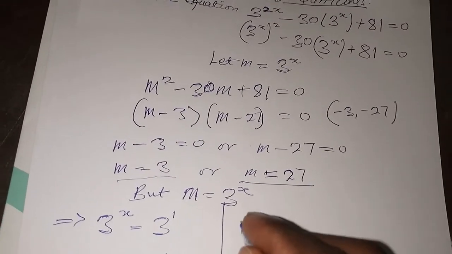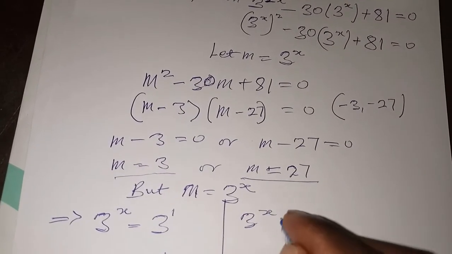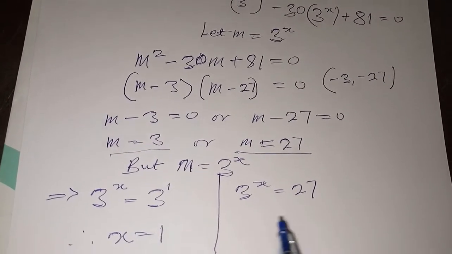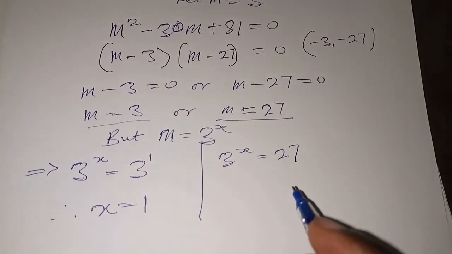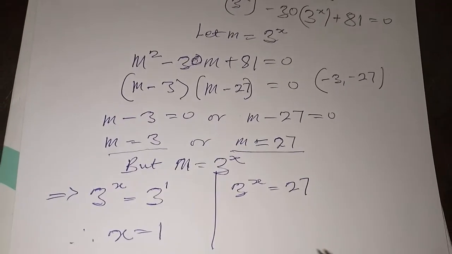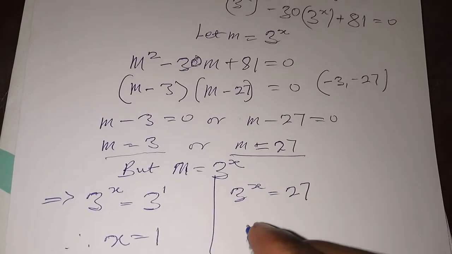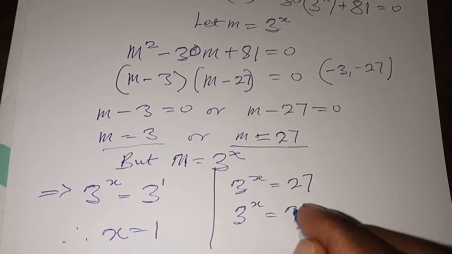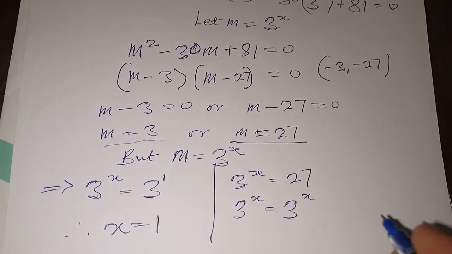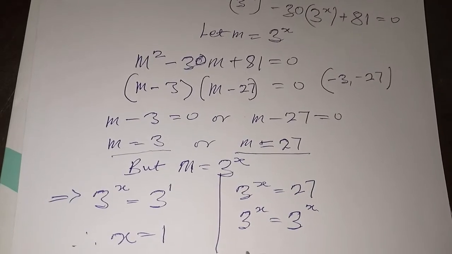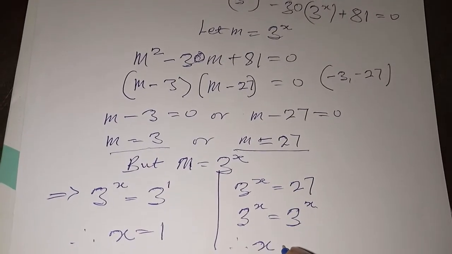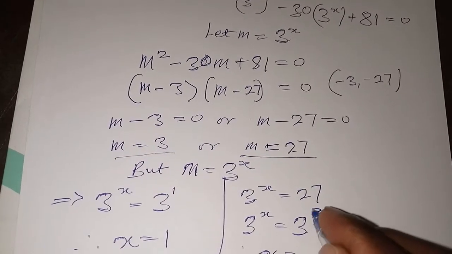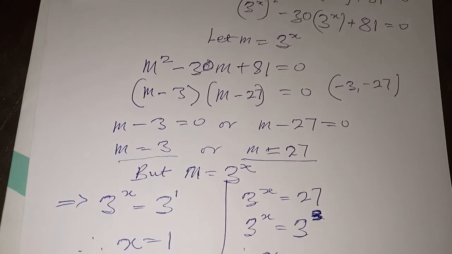We'll write 3 exponent x equal to 27. And we can see whether we can express both sides as the common base. And yes, we can, because 27 is 3 exponent 3. This becomes 3 exponent x equal to 3 exponent 3. And since the bases are the same, it means that our x will be equal to 3.